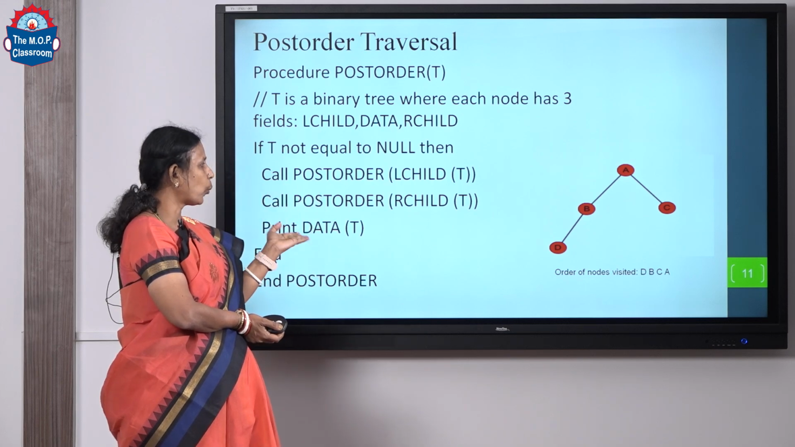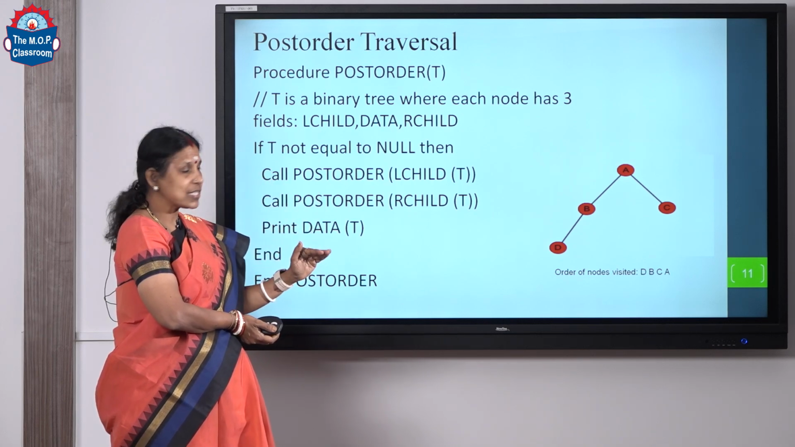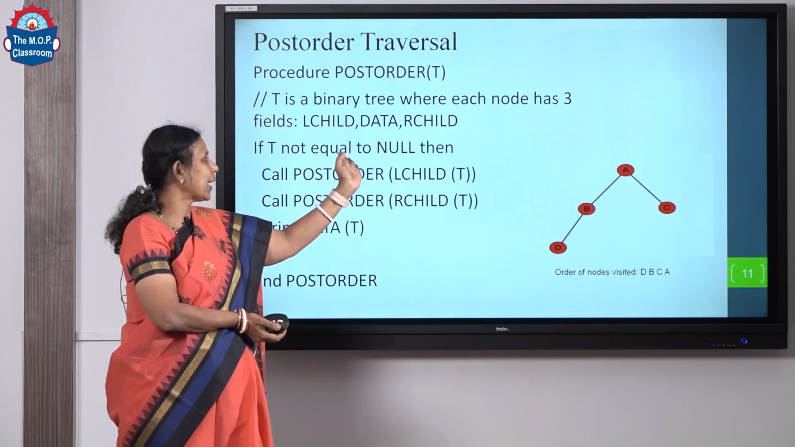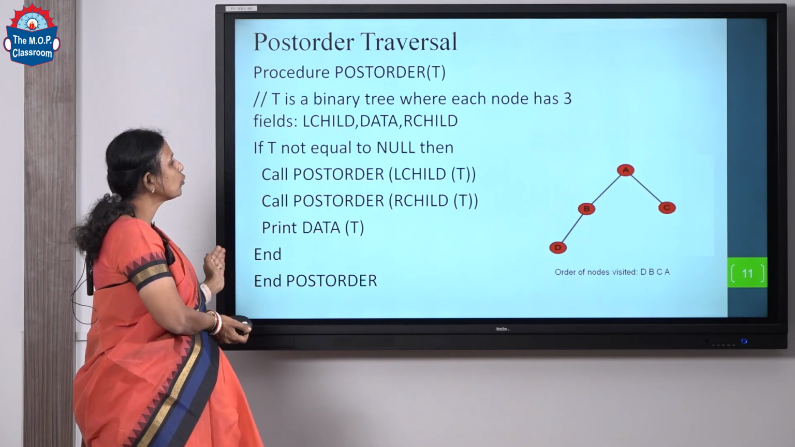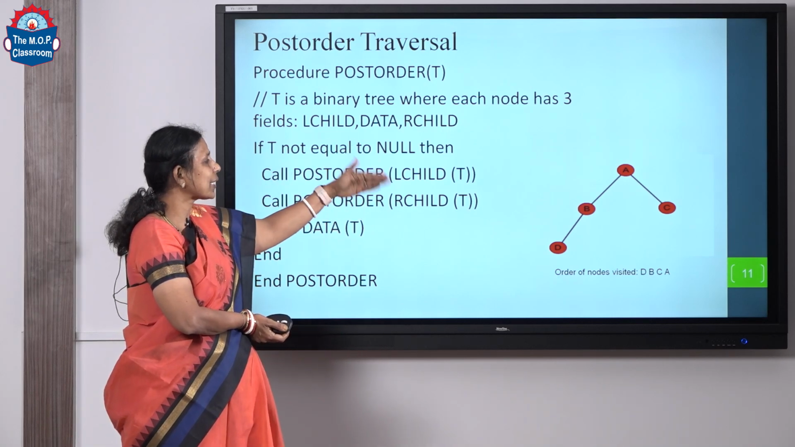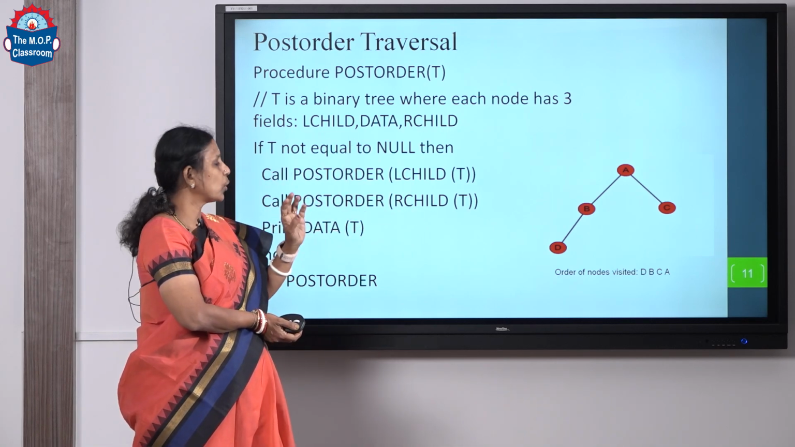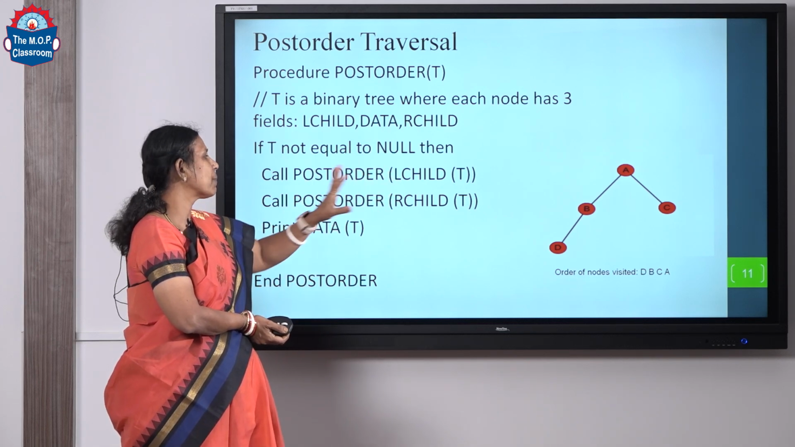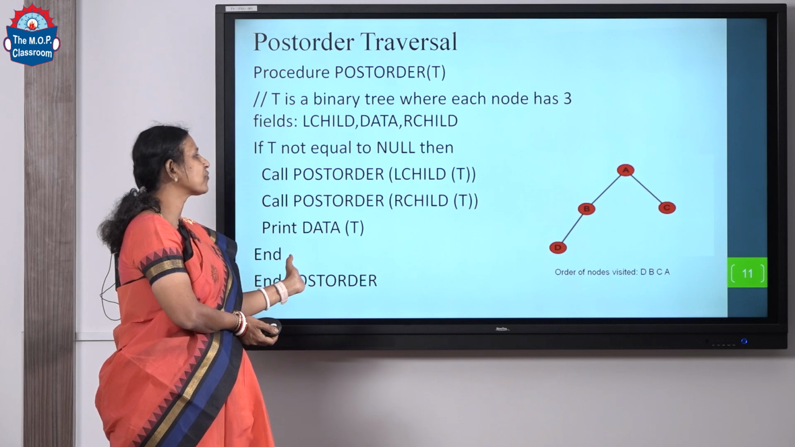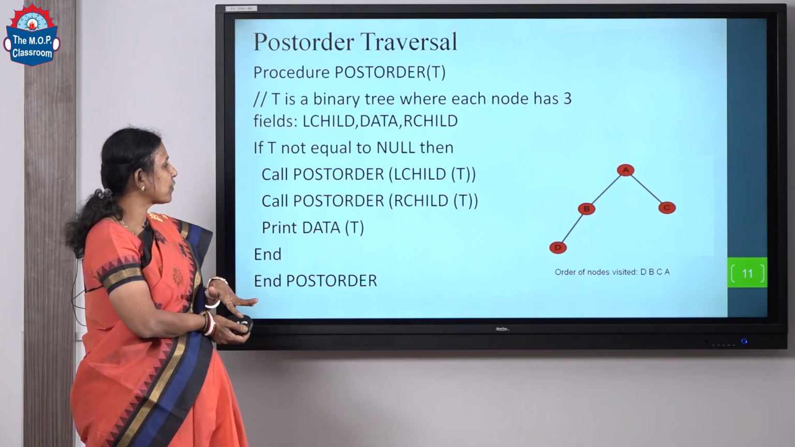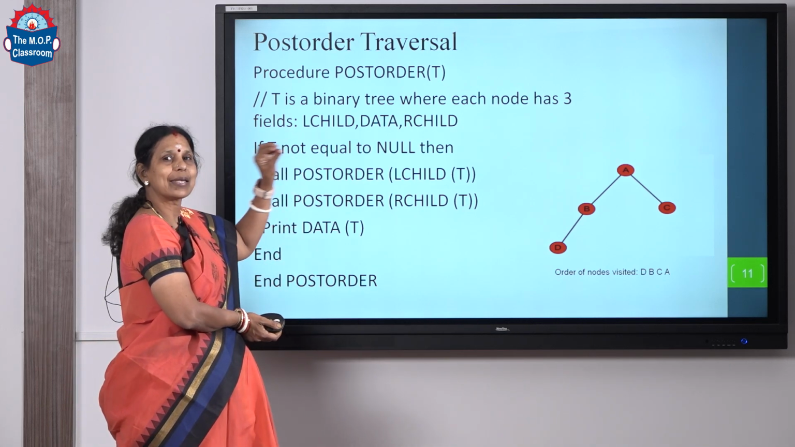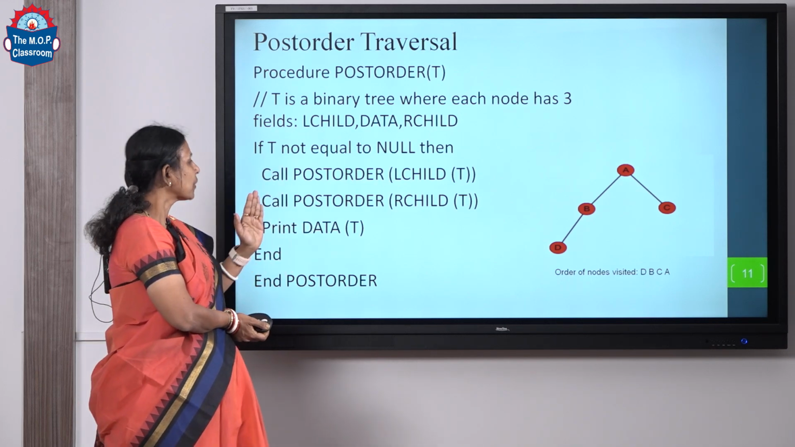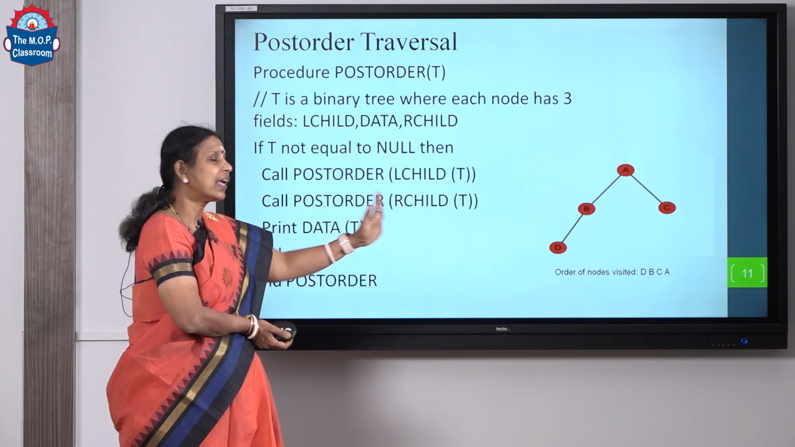So, the left is over. It doesn't have a right, so B data will be visited. Now, the left of A is over. Now, it will move on to the right child. So, in the right subtree, you have the C. Now C doesn't have a left child nor a right child, so the data C will be visited. Now, the left of A is over, the right subtree of A is over. Now, data A will be visited. So, the order in which the nodes are visited will be D, B, C and A.